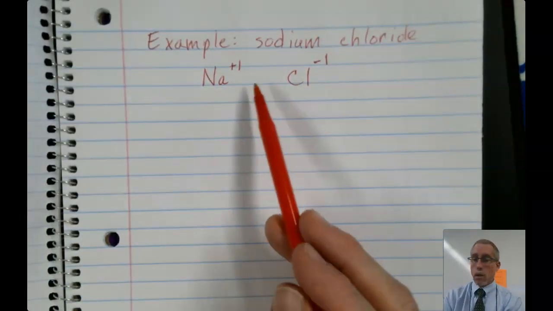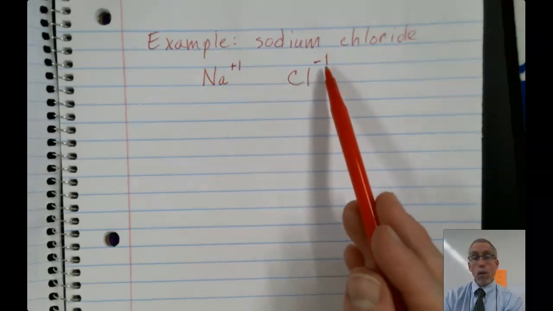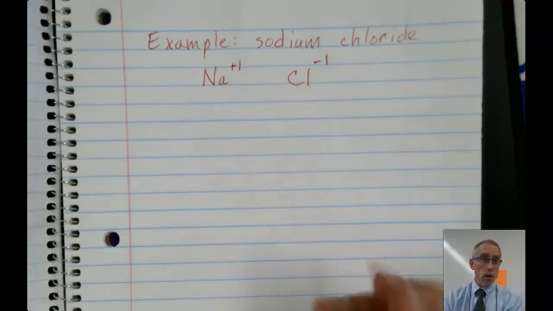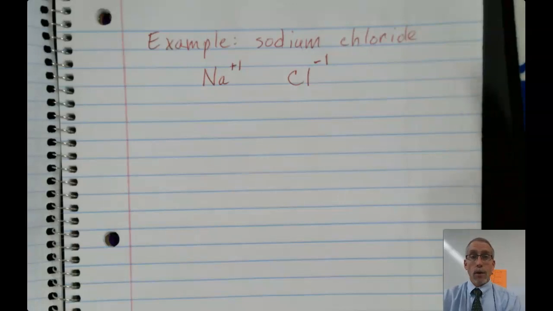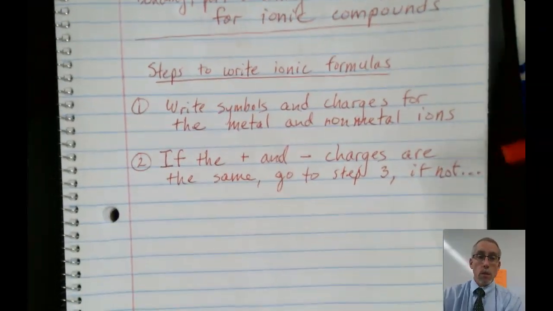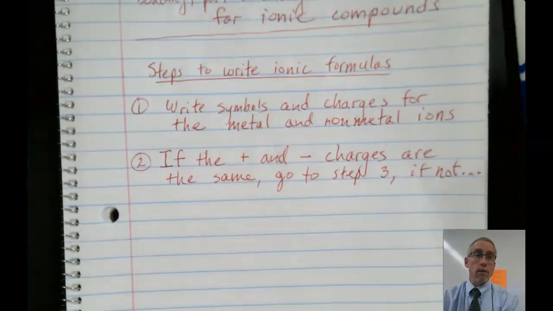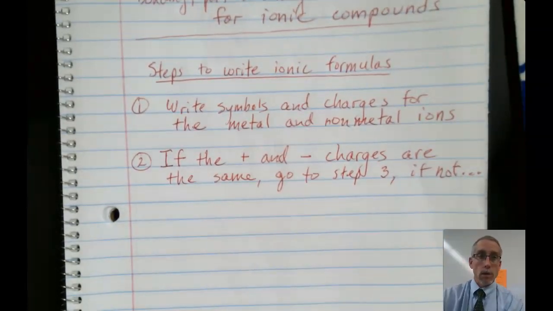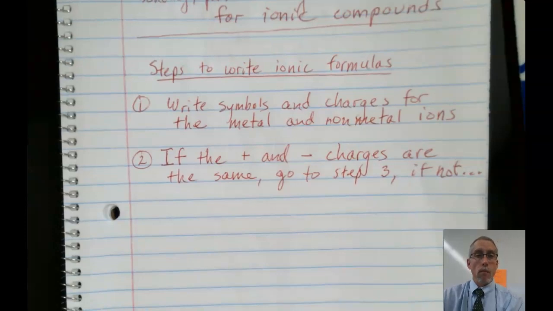Okay, so notice our +1 and our -1, those are identical charges, 1 plus and 1 minus. So that means we're going to get to move right on to step 3. But I want to leave some space here to write the rest of step 2. Okay? So we're going to skip a little and then we'll write step 3.